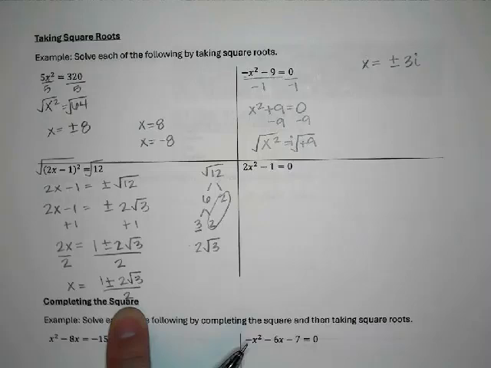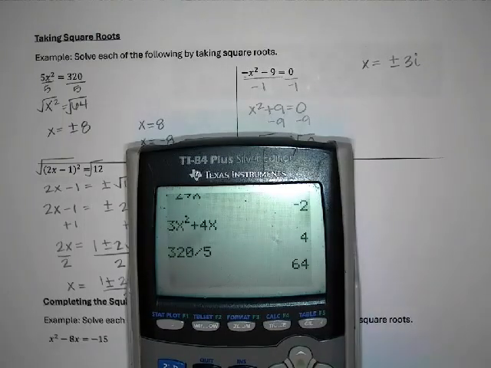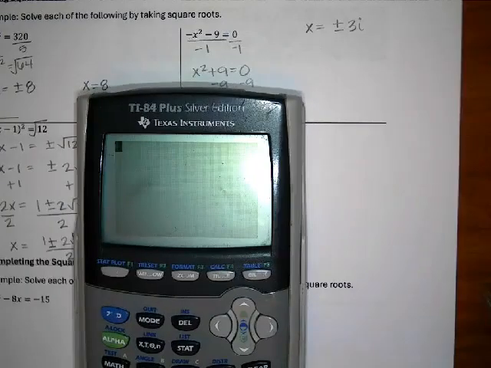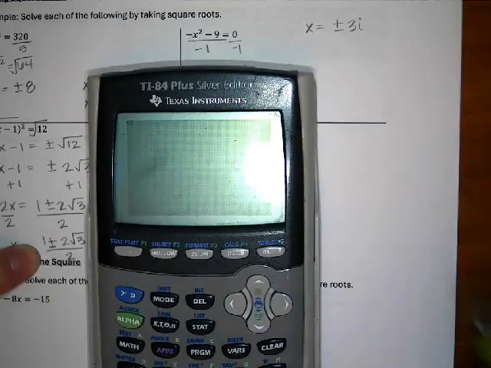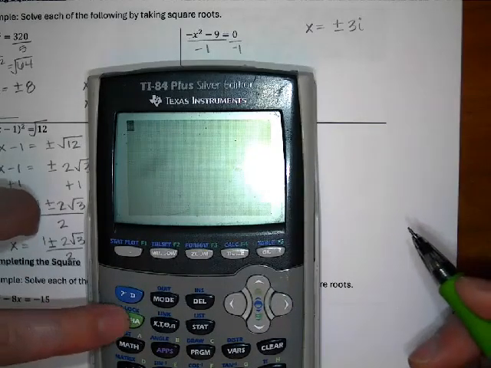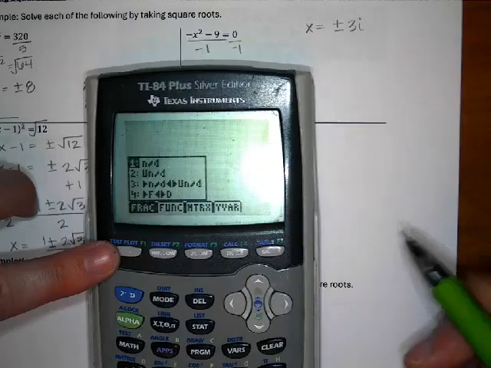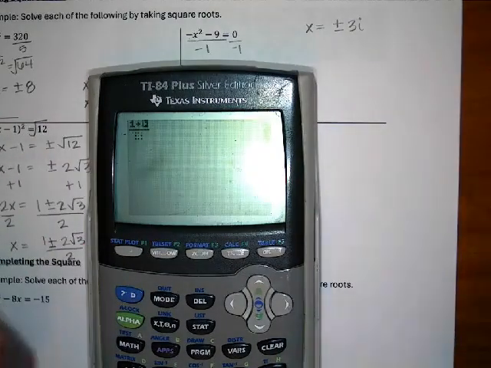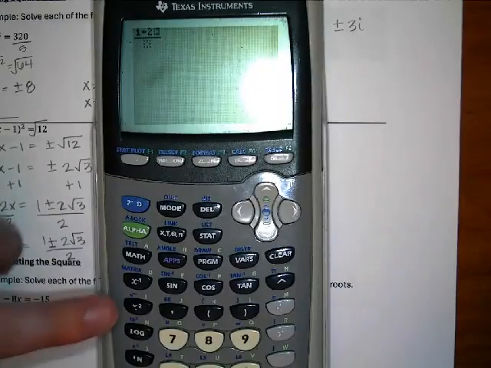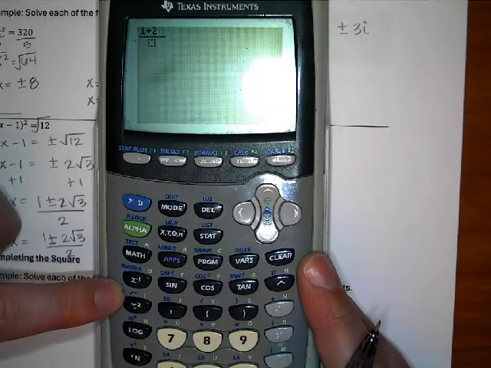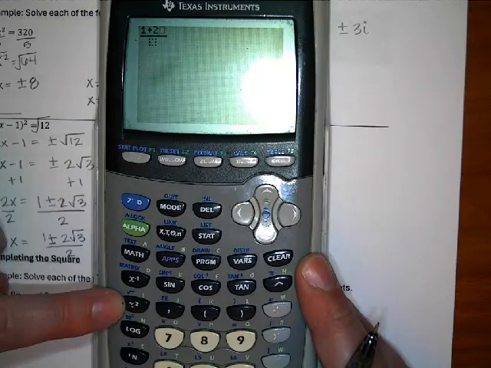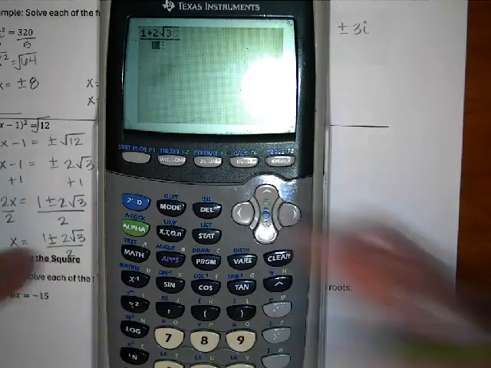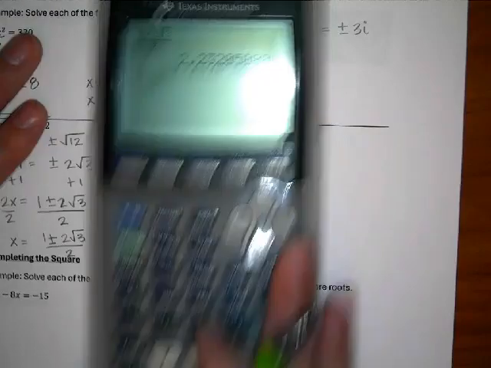It's the exact answer because I didn't round it at all when I wrote it down, so that's the perfect answer. If I wanted to know the approximate answer, then I would type this in as a fraction. To get a fraction on your calculator, you can hit alpha and then y equals and do the first option. And we've got 1 plus 2 square root, which is right above in blue, so we hit the blue button and then this button, square root, 3, divided by 2. So there's our first approximate answer.